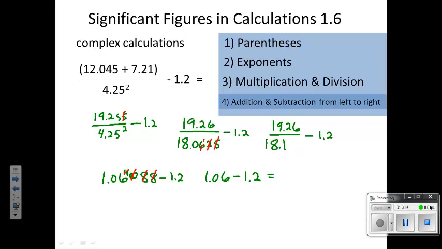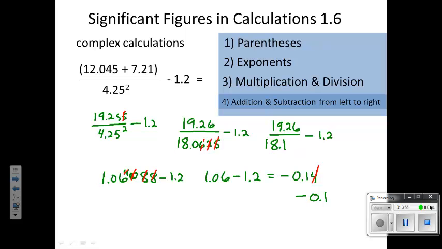And now I'm finally going to do the last operation, addition and subtraction from left to right, and put this number in the calculator. It's going to be 0.14. But wait a minute, are these all significant? Well, here goes to the 10th place, here goes to the 10th place, and the 100th place, so I have to drop the 4. I have to drop the 4, and my answer is minus, or negative, 0.1.